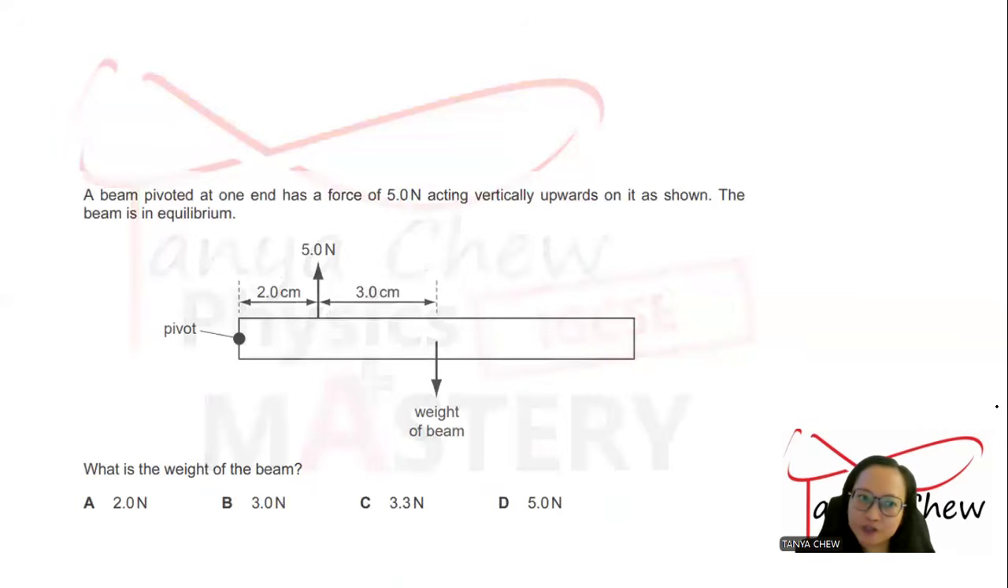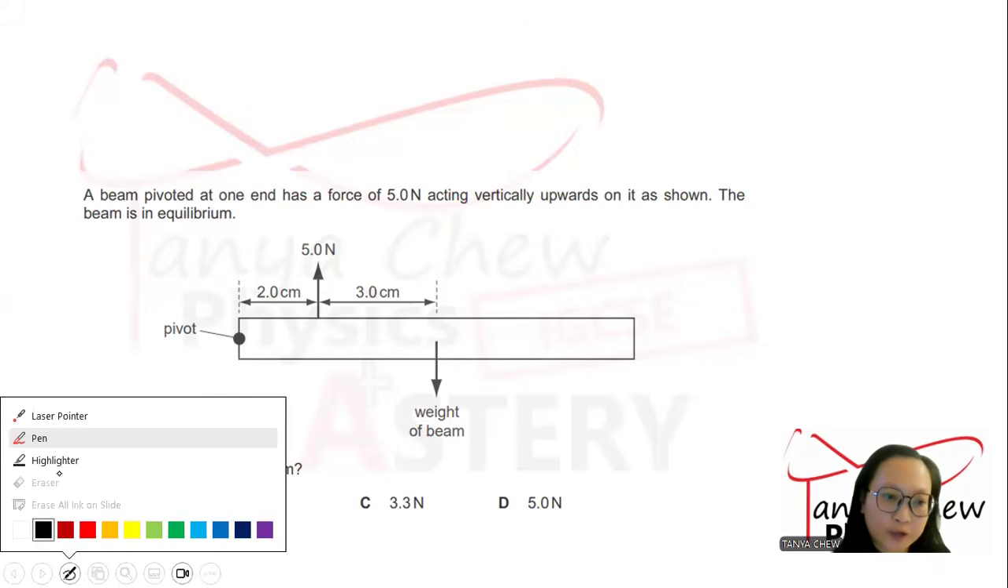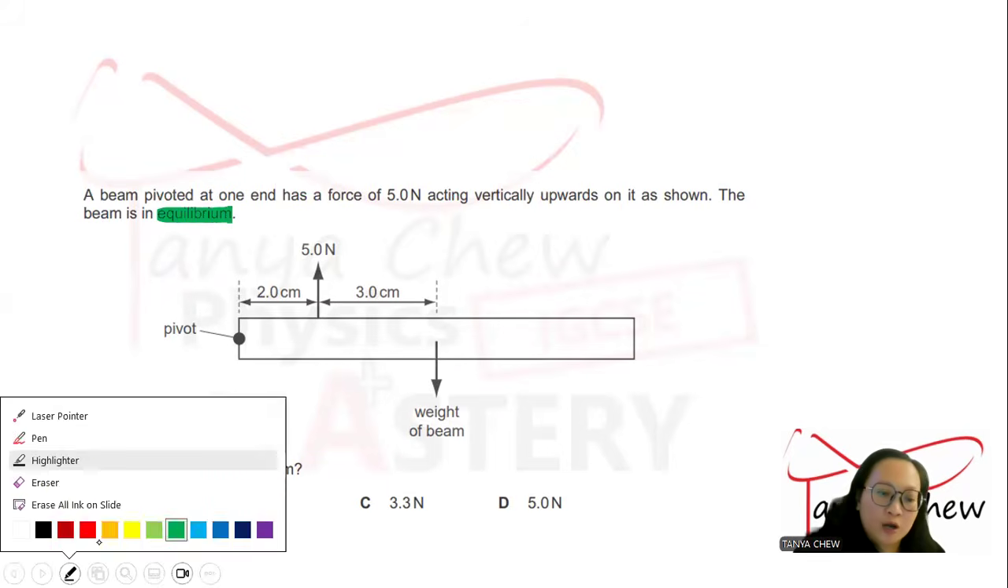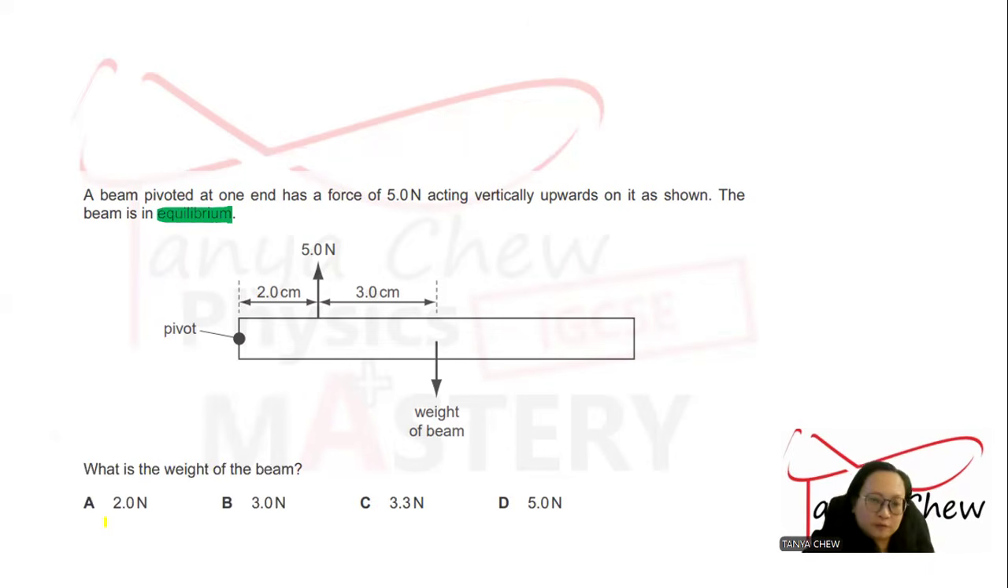Now, let us try some question here. A beam is pivoted at one end, has a force of 5 Newton acting vertically upwards on it as shown. The beam is in equilibrium. When you see this, you have to know right away, if you want to use moment, then you can use moment stating that clockwise moment is equal to anti-clockwise moment. And then, what is the weight of the beam?